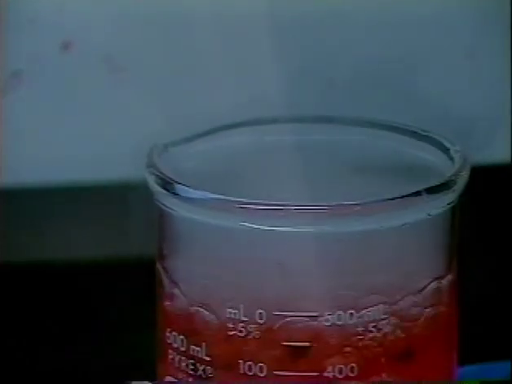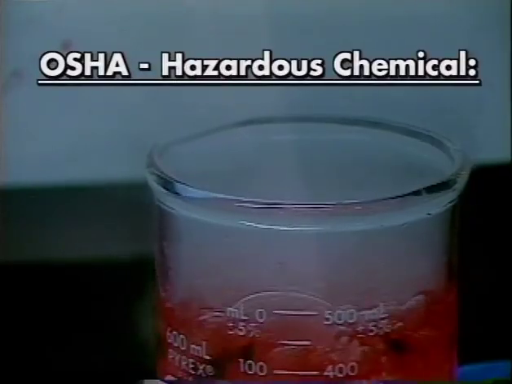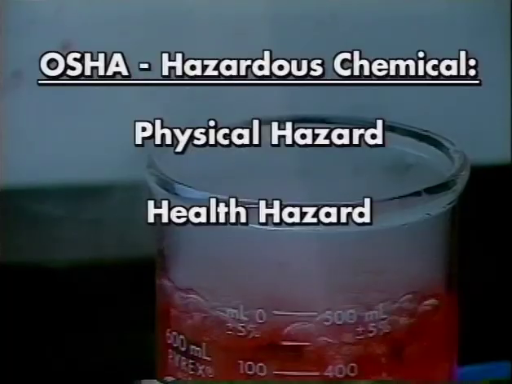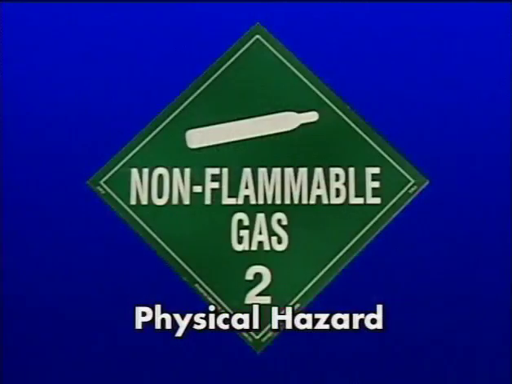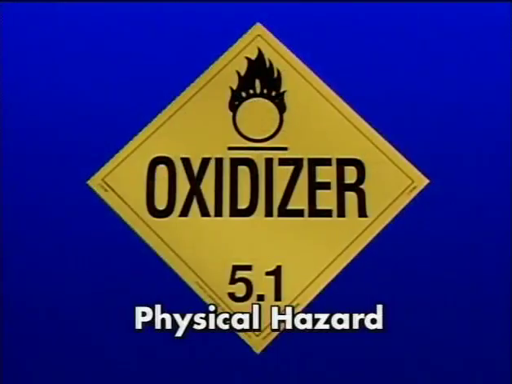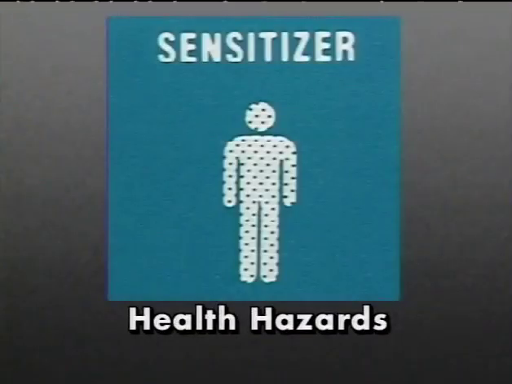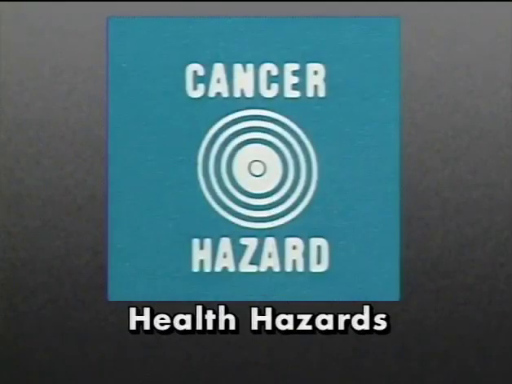In the Hazard Communication Standard, OSHA defines a hazardous chemical as any chemical which is either a physical hazard or a health hazard. According to OSHA, physical hazards include combustible liquids, compressed gases, flammables, explosives, oxidizers, organic peroxides, and reactive chemicals. Health hazards include sensitizers, irritants, corrosives, toxic agents, and carcinogens.